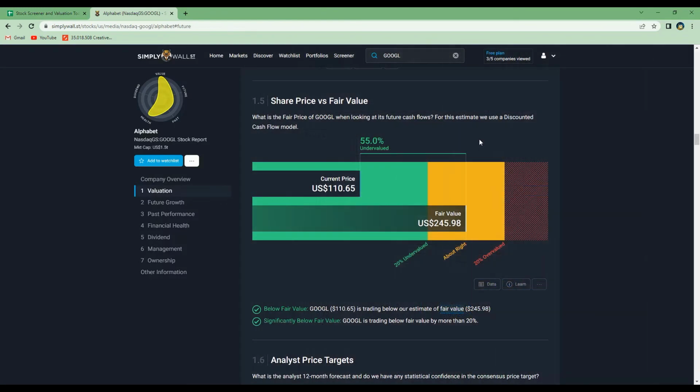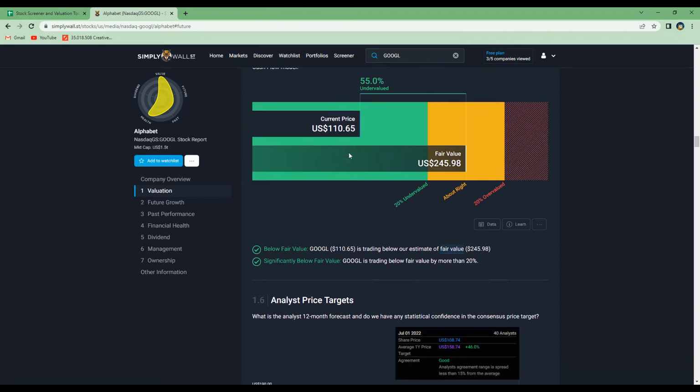And if we jump to that webpage, we can see that Simple Wall Street finds a fair value of Google of $245.98, which is very close to the value we found. And as you can see up here, they're also using a discounted cash flow model. So I don't think the result we got with our discounted cash flow model is so far off.